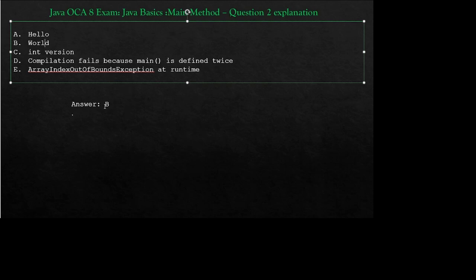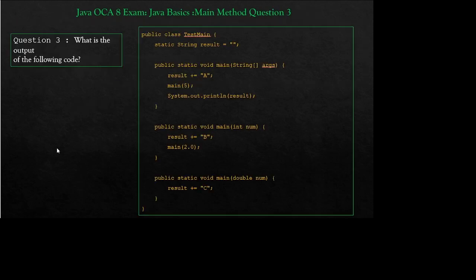Okay, now a little harder question. What is the output of the following code? What are we seeing here in this code? We have a static String result, we have public static void main, this is the actual signature, String args. Then we have int main. These are all overloaded methods. Function overloading we'll discuss later, but for now let us see what this question is. Public static void main but double now. So these are only overloaded methods. This is the main method that will get called from the JVM.